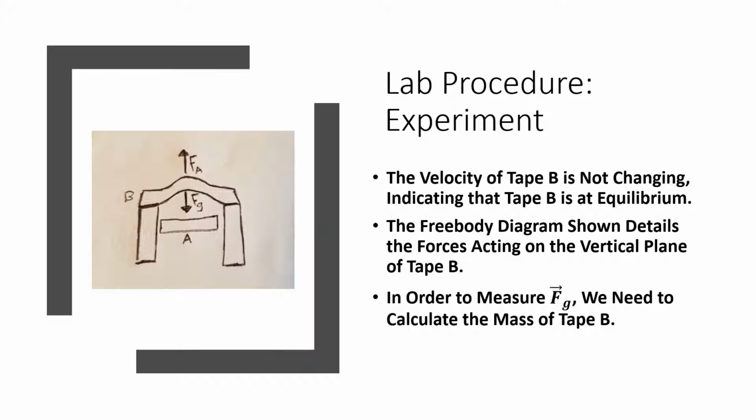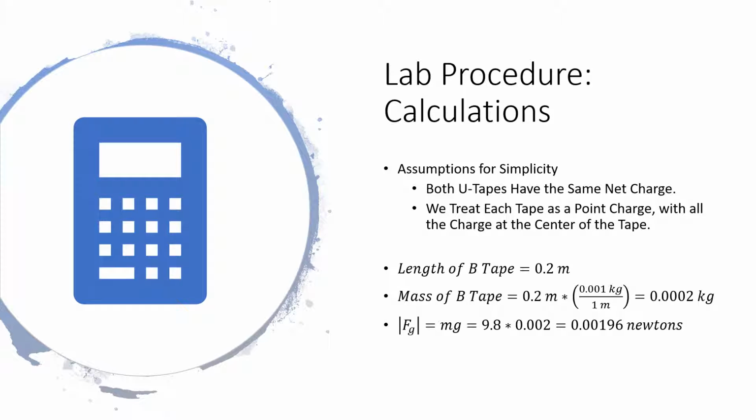During the lab procedure, I observed the velocity of tape B was 0 and not changing, indicating that tape B is at equilibrium. The following free body diagram shows the forces of gravity and electric force acting on the vertical plane of tape B. In order to measure the force due to gravity, I need to calculate the mass of tape B. Before proceeding with calculations, two assumptions were made for simplicity. Both U-tapes have the same net charge, and I treated each tape as a point charge with all its charge at the center of the tape.